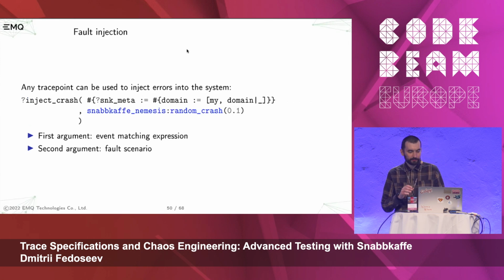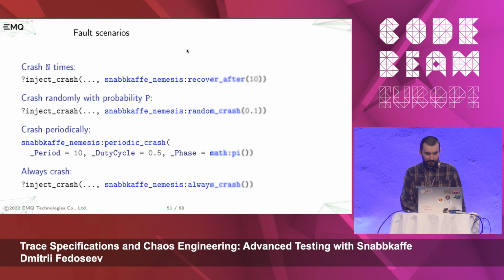Any trace point can also be used to inject errors into the system. It's done using the inject crash macro in the run stage. Its first argument is a match pattern for the trace event that must result in an error, and the second argument is a fault scenario. Snabbkaffe can simulate random, recoverable, and unrecoverable faults using different fault scenarios. Also, different fault scenarios can be combined in the same test.